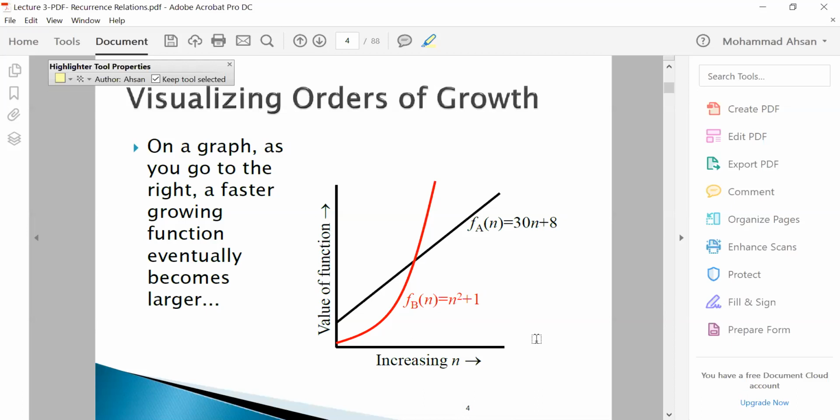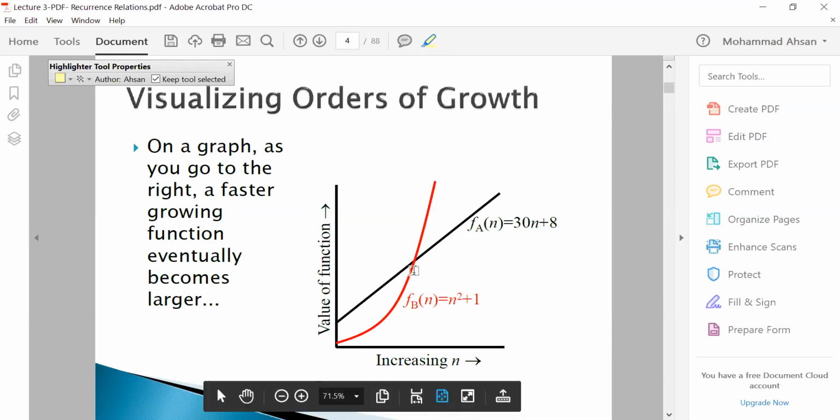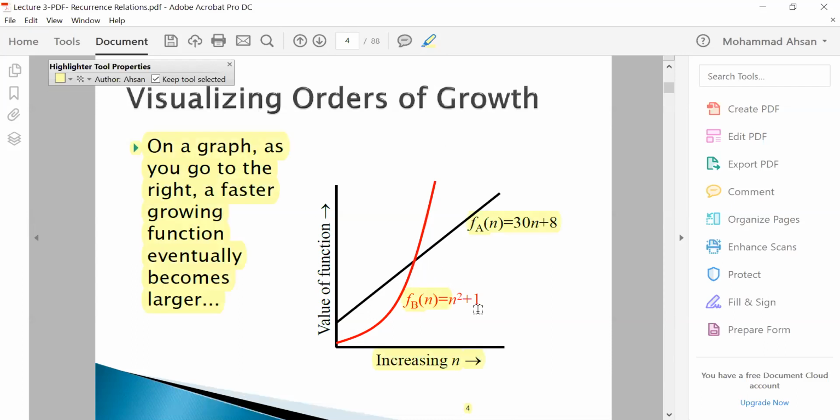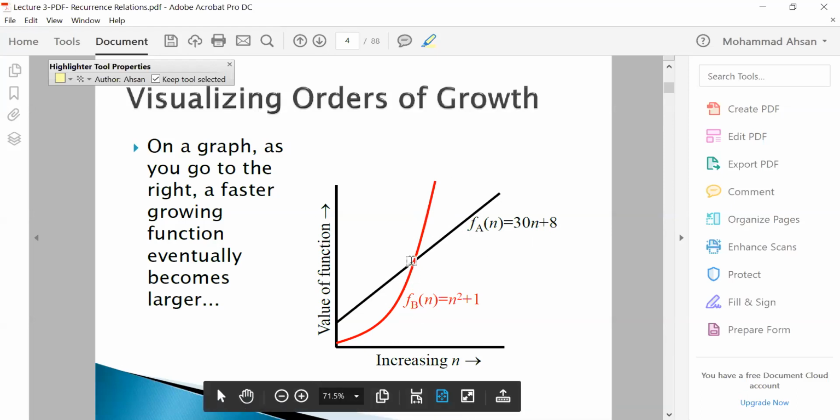So if you see, initially fB in the graph lies below fA. But after this intersection point, if you can see my mouse moving, fB grows faster. So it has higher value than fA. When you're comparing these two functions, what we want to show is beyond which point does your function grow faster than the other function, and that will actually describe the relationship.